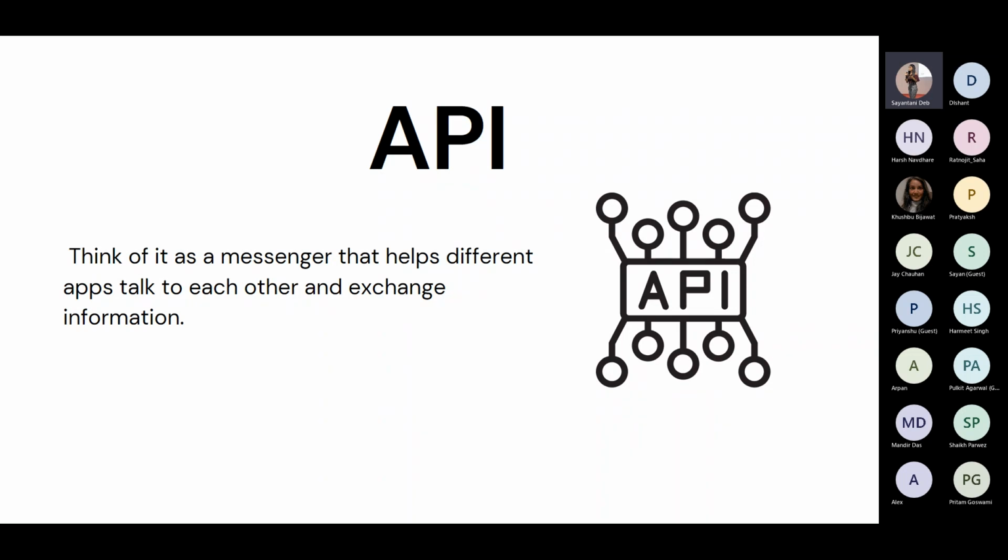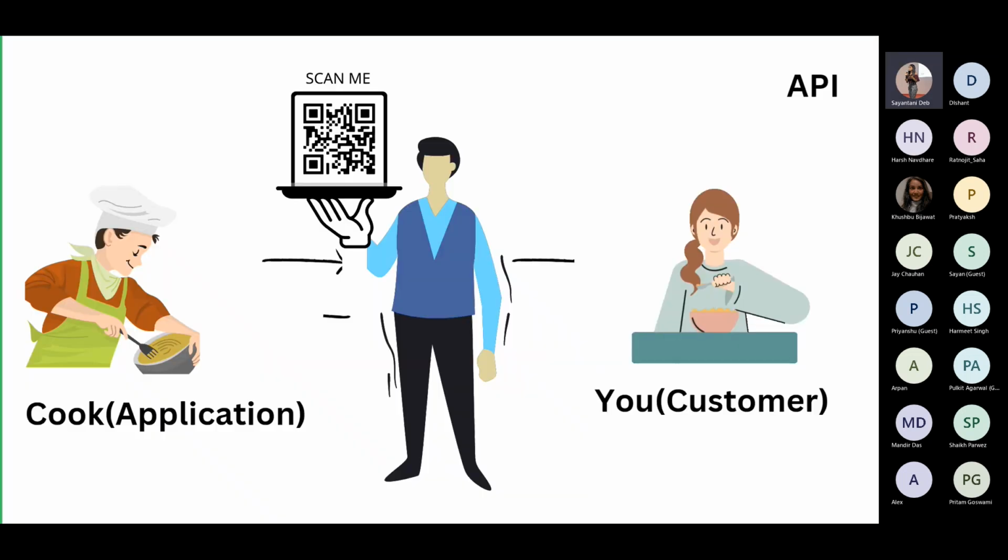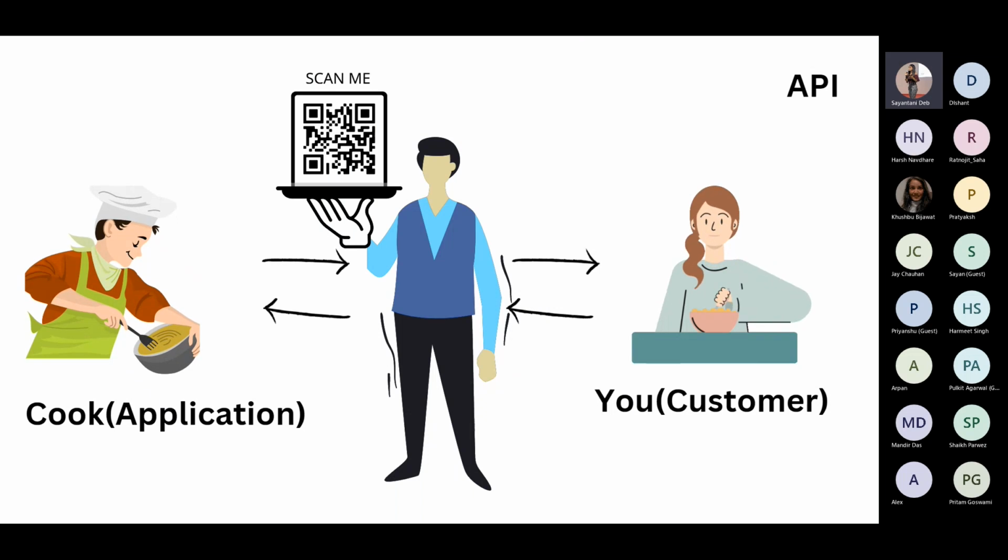Heading over to an example to not bore you off. Think of it like you are in a restaurant. You are the customer, and the waiter is like the API. The waiter takes your order and tells the cook what you want to eat. Then the cook prepares your food and gives it to the waiter, who is the API, and it brings it back to you. So here, API is like the waiter in a restaurant who takes your request and communicates it to your application and then delivers the response, like the waiter bringing your food back to you.